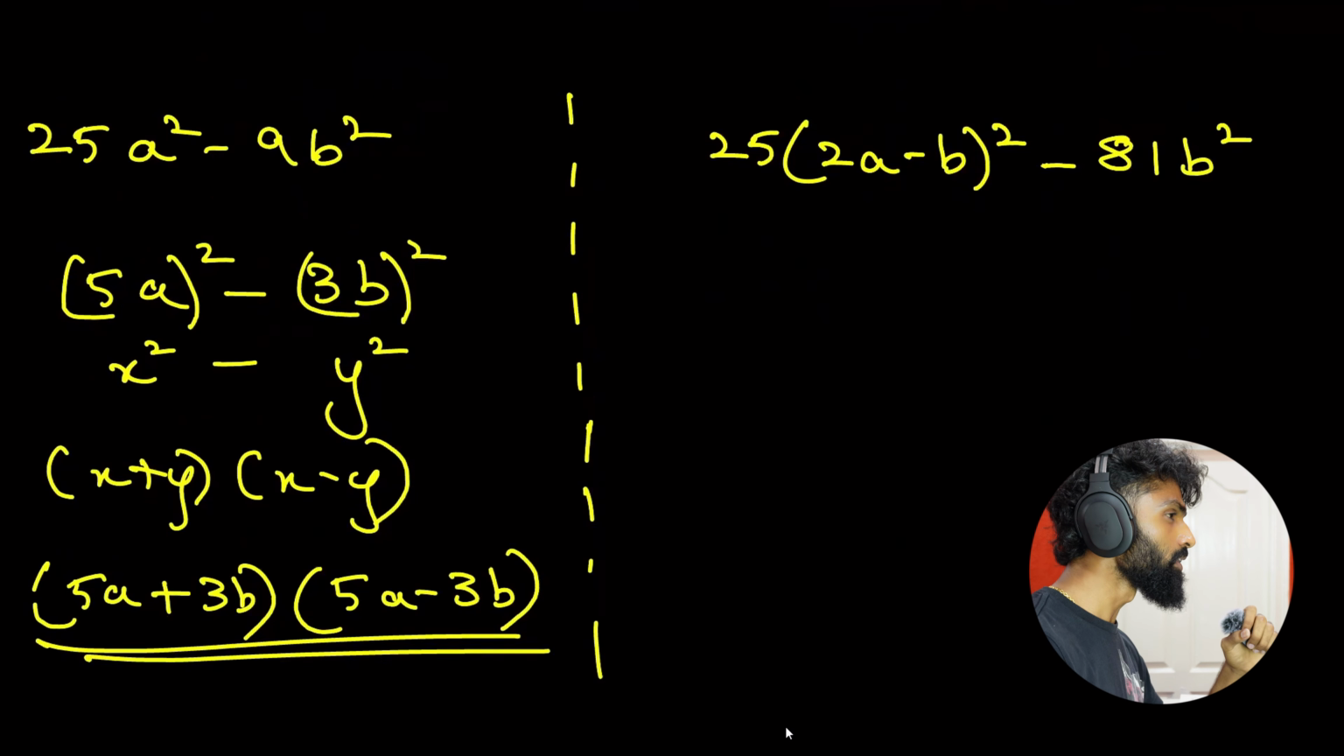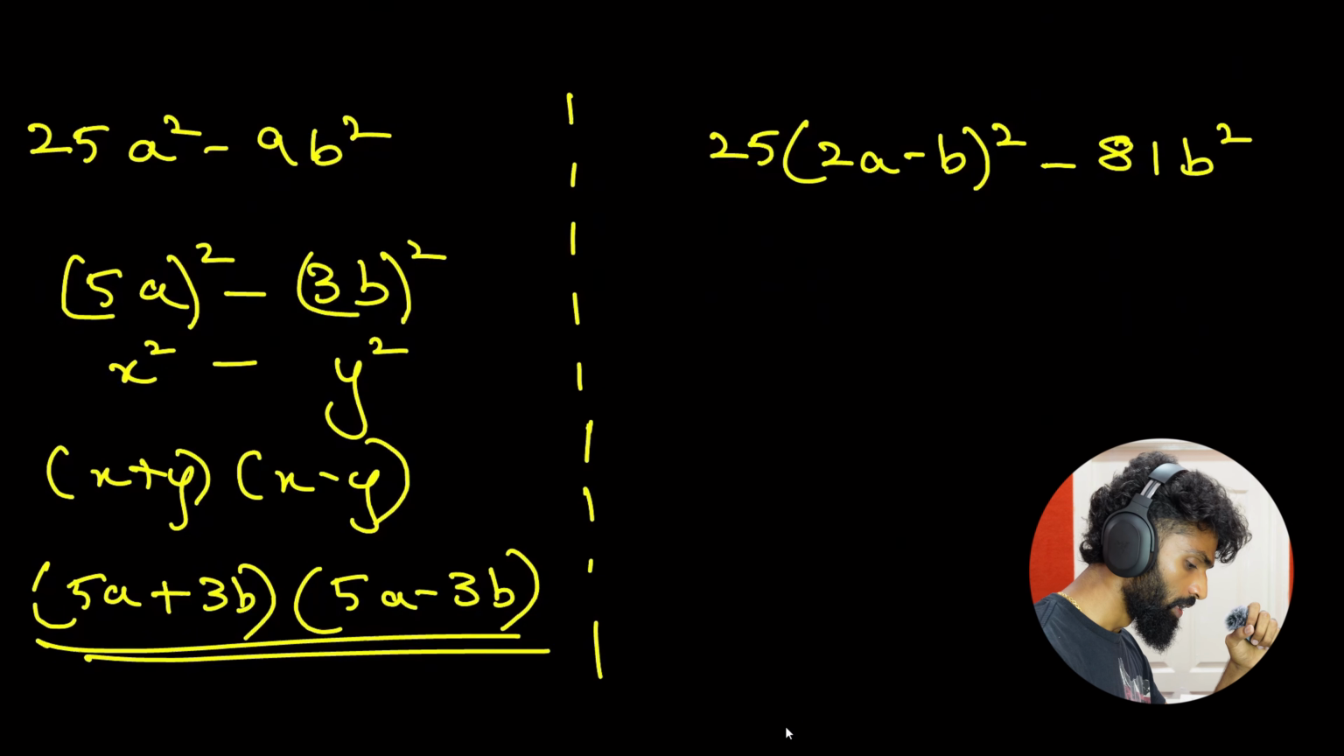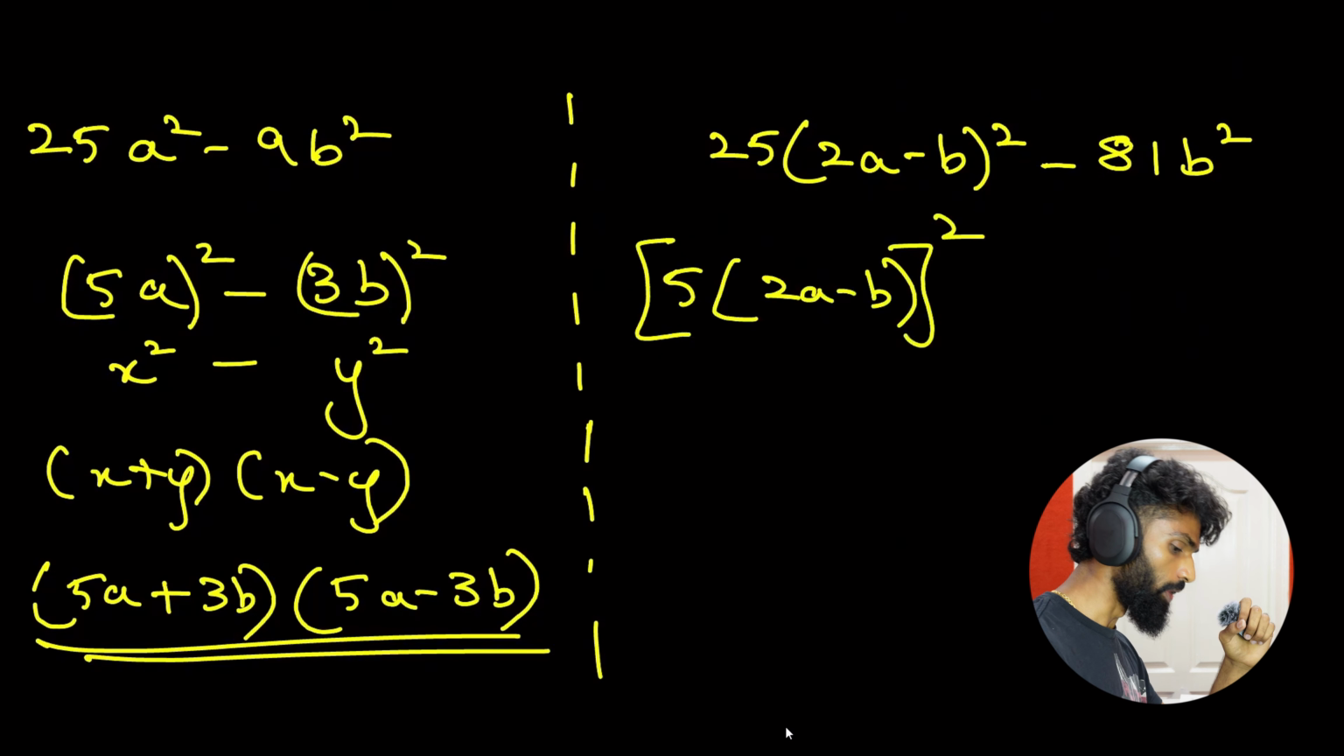You might argue, telling, sir, this is already in the whole square. No. Because before the 2a minus b, can you find that 25 there? If 25 is there, it is your duty to convert that and write it in terms of 5. So this question should be written as 5 into (2a minus b), use a different bracket, whole square. Now it makes more sense, because 5 square is 25 and the square also belongs to the inner bracket.